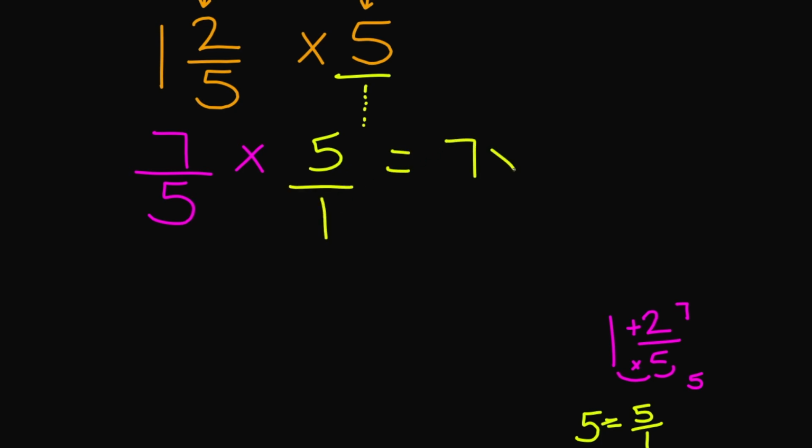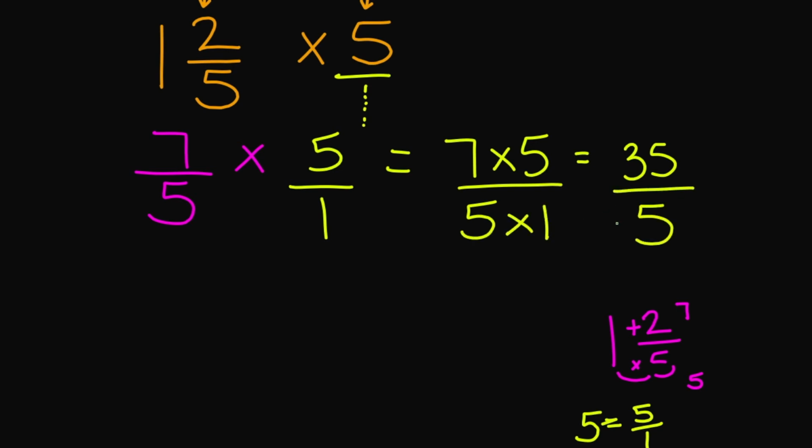So we have 7 times 5. This is going to give us 35 over 5 times 1. This is going to give us 5. So 35 divided by 5 simplifies to 7. So your final answer is 7.